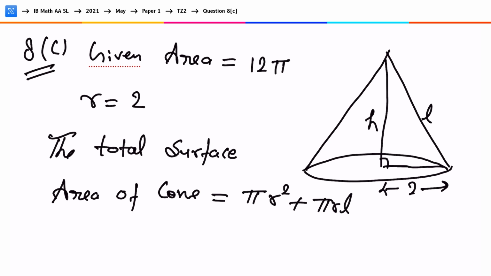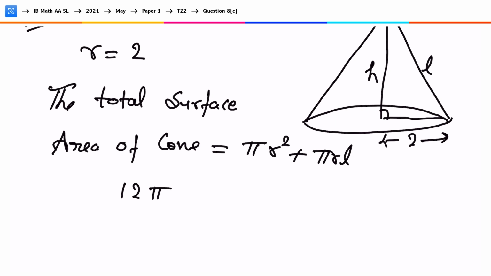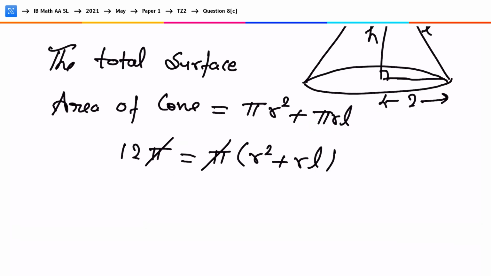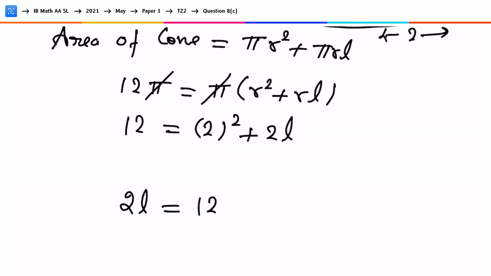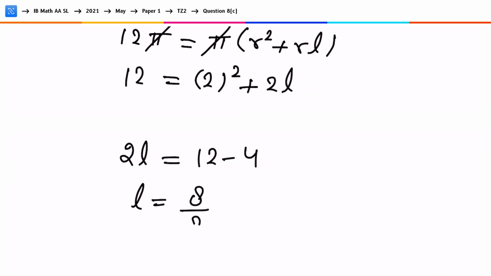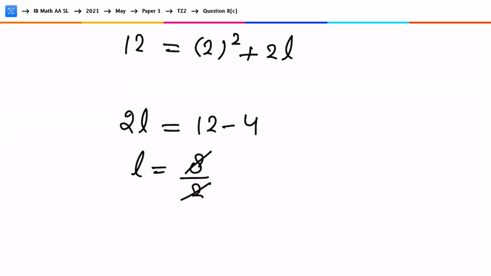Now we substitute the values into the formula. Given that the area is equal to 12 pi, which is equal to pi multiplied by radius squared plus radius multiplied by L, substituting the radius value into the equation, we get 12 equals 2 squared plus 2 multiplied by L. This simplifies to 2L equals 12 minus 4. Further simplifying, we get L equals 8 divided by 2, which gives us L equals 4. This is our final answer.